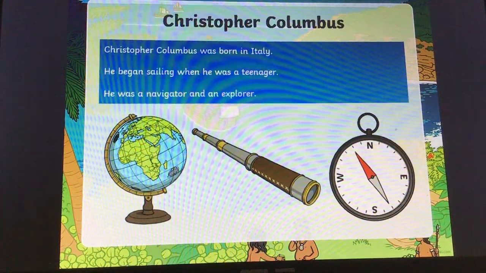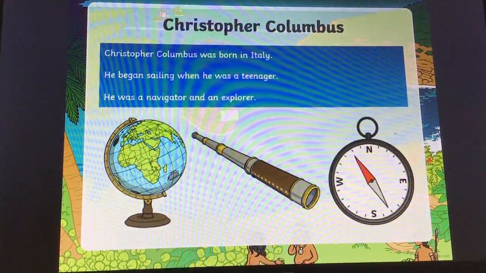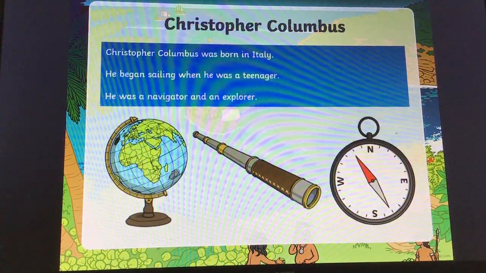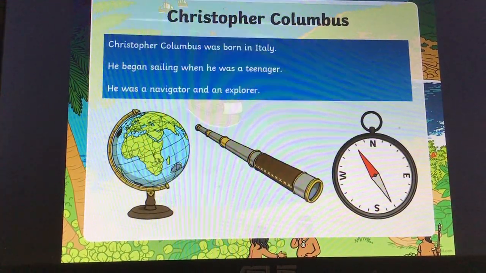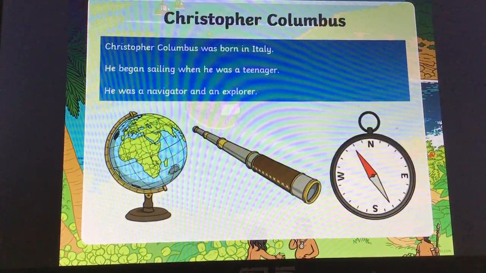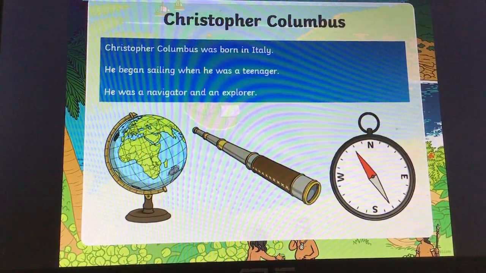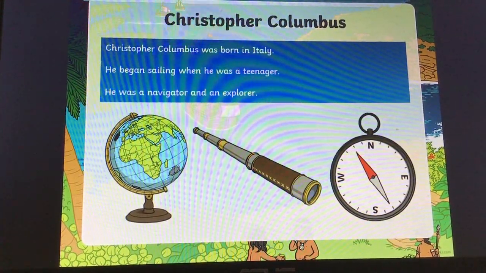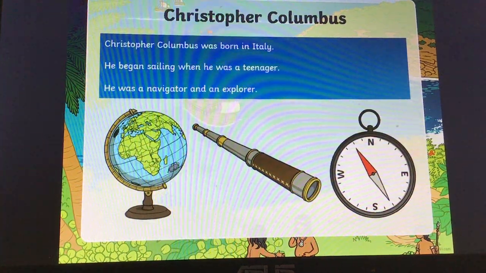Now, Christopher Columbus is an interesting character and it fits in quite nicely with our last topic about the Aztecs and chocolate and Mexico, and you'll see why in a minute. So Christopher Columbus was actually Italian. He began sailing when he was a teenager, and he was an explorer and a navigator. A navigator is somebody who likes to follow maps, draw maps, find where places are. So that's why you've got a picture of the compass there.